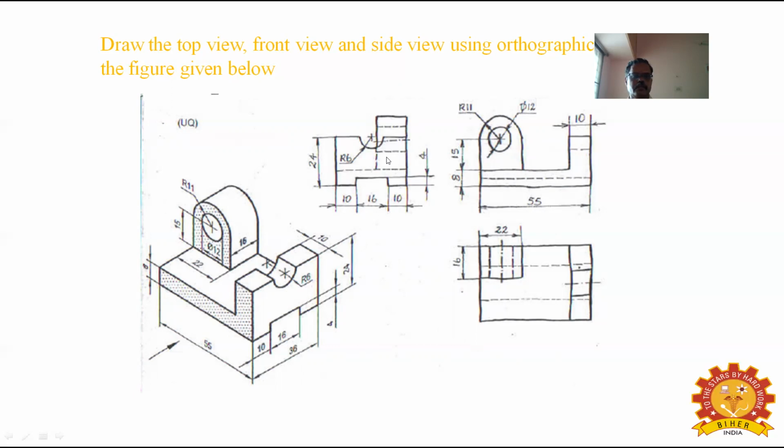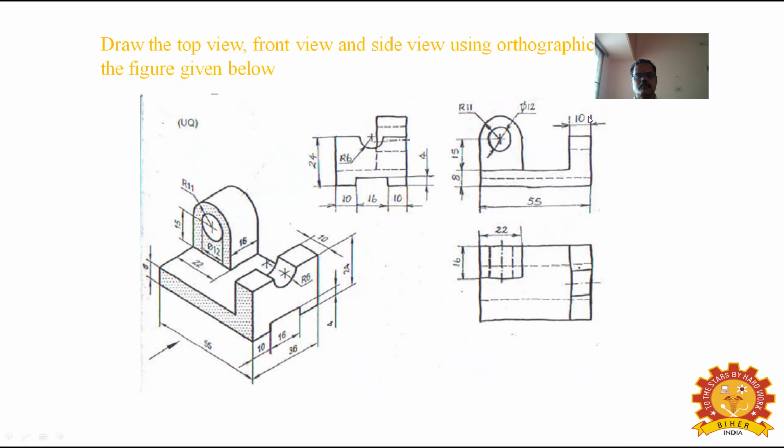a part of the boss is invisible. Therefore you have to show visible edges as well as the invisible edges. Also, when we view from the right hand side, this circle is invisible, so you have to show it in hidden lines. Okay. So this is how you have to draw the top view, front view, and side view.